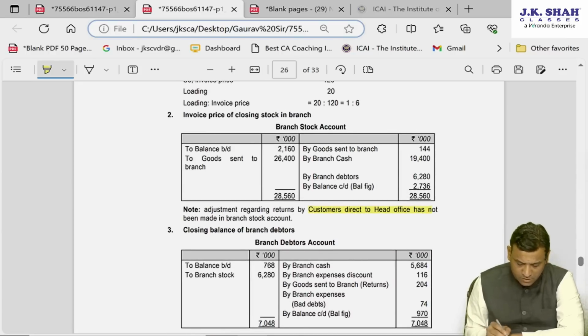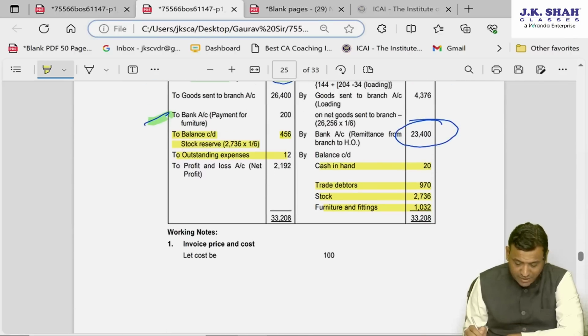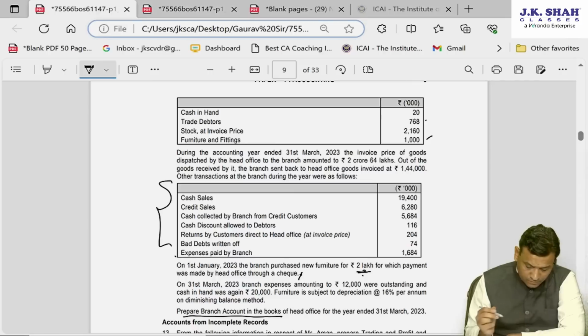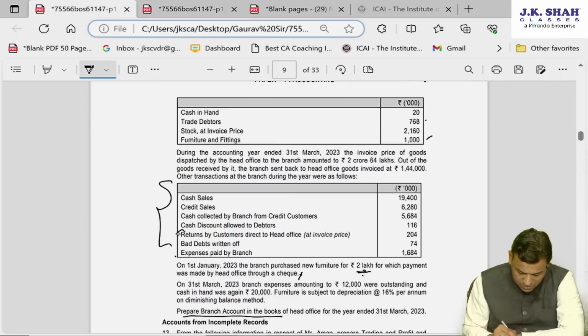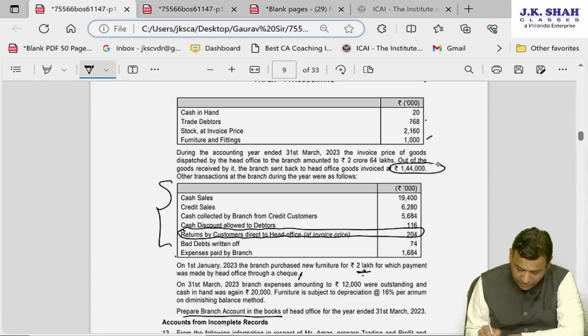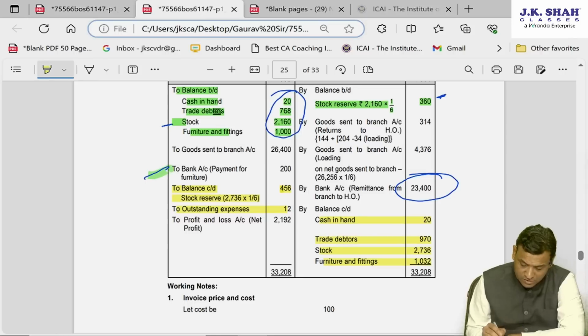Goods customers have directly returned to head office have not been made in branch stock account, but that would have been adjusted by us. Goods sent to branch account, returns to HO and all those things, that has been adjusted here. See this, returns by customer directly to head office 204, and branch has also returned some goods of 1,44,000. Both of them have been considered here, and then the loading element has been considered.